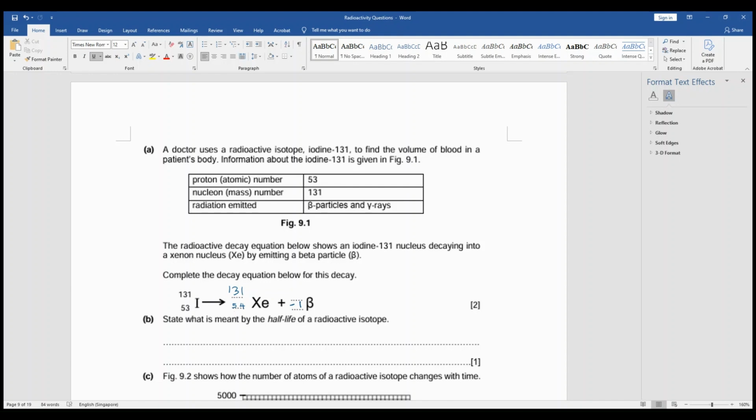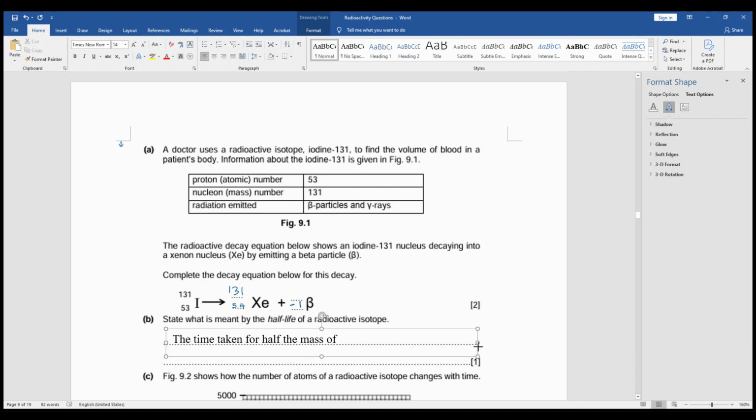Okay, again, what is a half-life? State what is half-life. The time taken for half the mass of a radioactive substance to decay.